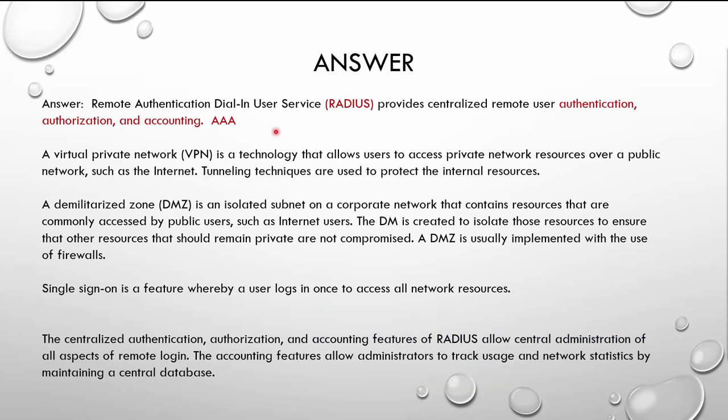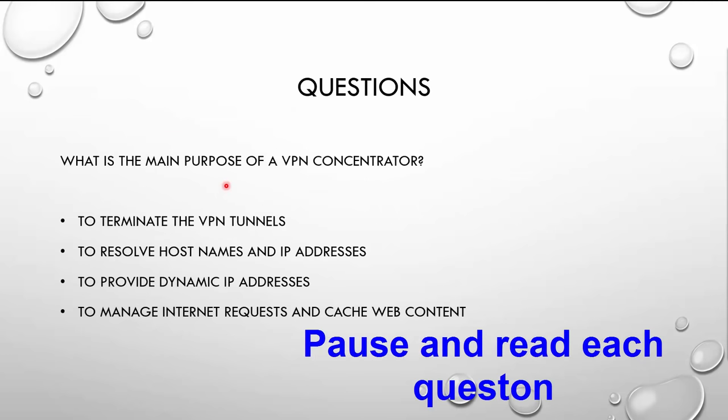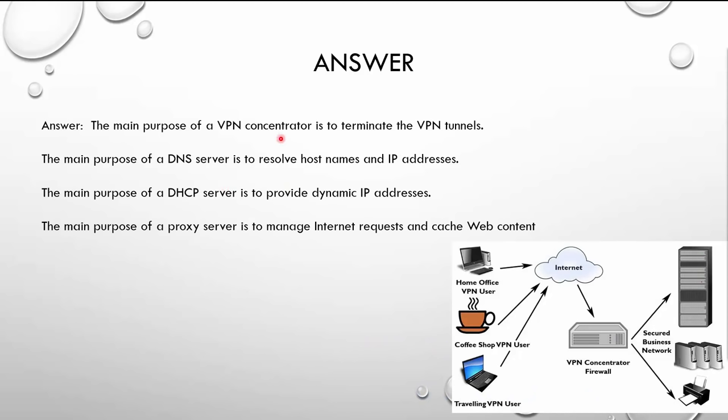Remember, RADIUS is the protocol that connects to AA servers. You're always welcome to pause throughout this question and answer session so you can read more thoroughly some of the additional information. I may not cover it all, but you're welcome to pause and read the rest. The main purpose of a VPN concentrator is to terminate VPN tunnels. So where you've got all of your users going home or to the coffee shop or wherever, and they want to connect back to a secure network, they're going to connect to a VPN concentrator.